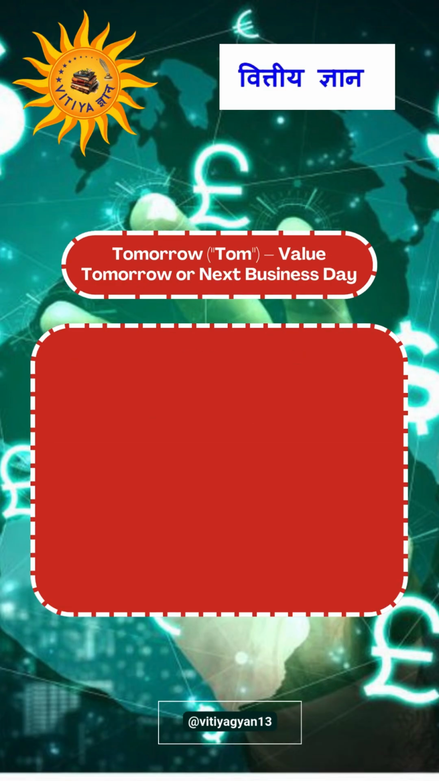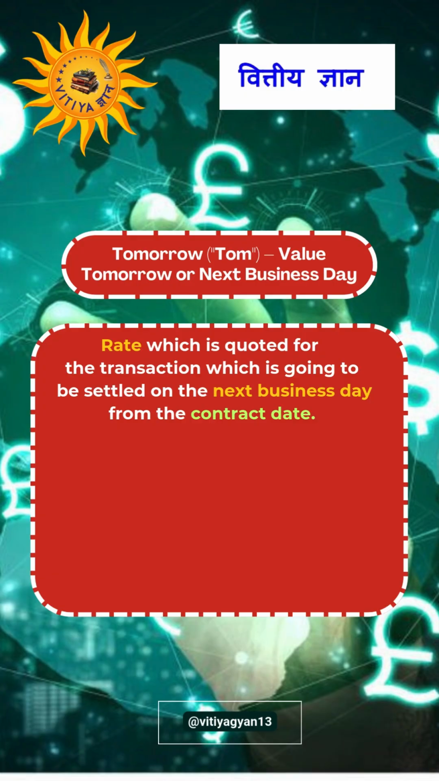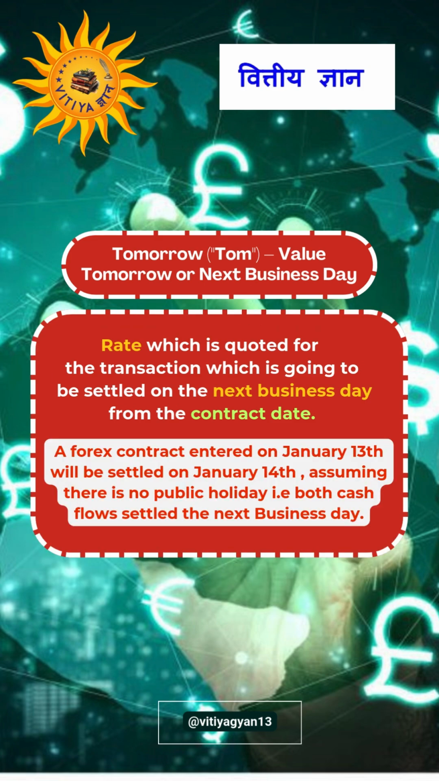The next one is Tom, value tomorrow or next business day. That is, the rate which is quoted for the transaction which is going to be settled on the next business day from the contract date. Let's understand with an example. For example, a forex contract entered on January 13th will be settled on January 14th, assuming there is no public holiday. That is, both cash flows settled the next business day.